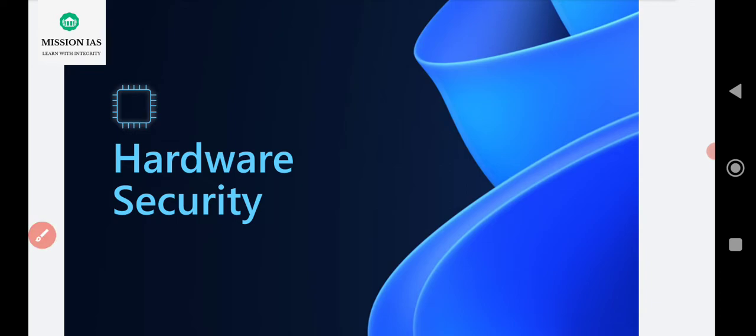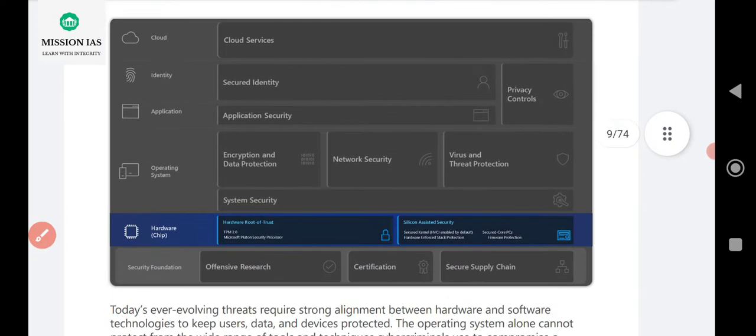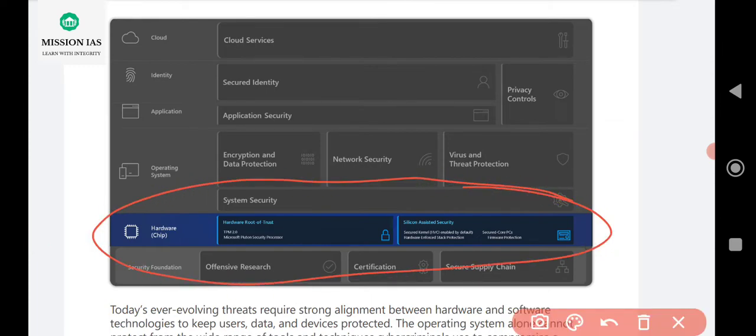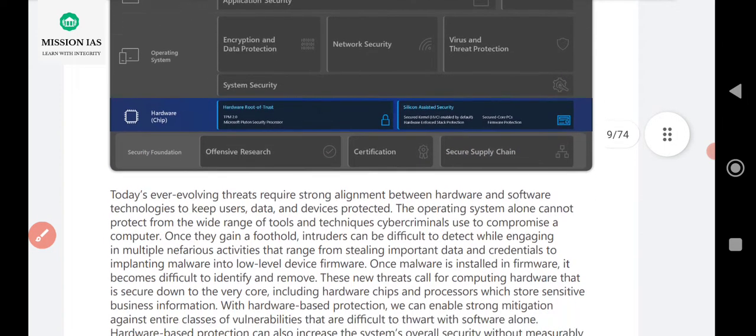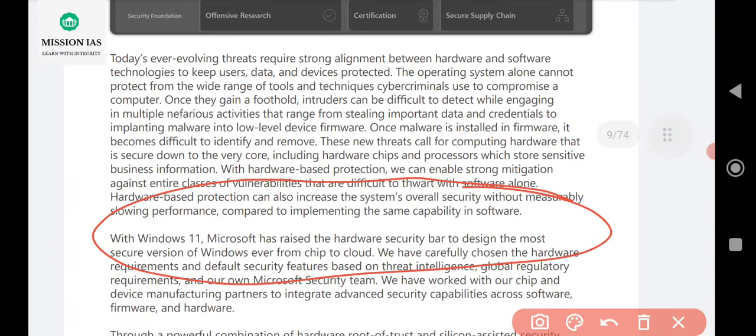So what actually is hardware security, and how are we performing hardware security? Here we have a glimpse of this analysis: hardware security is the root of trust, or we can say silicon-assisted security also, the components which usually govern it. Today's ever-evolving threat protection requires strong alignment between hardware and software. We all know that software technologies usually keep user data and devices protected. The operating system alone cannot protect from cyber threats or cyber criminals.